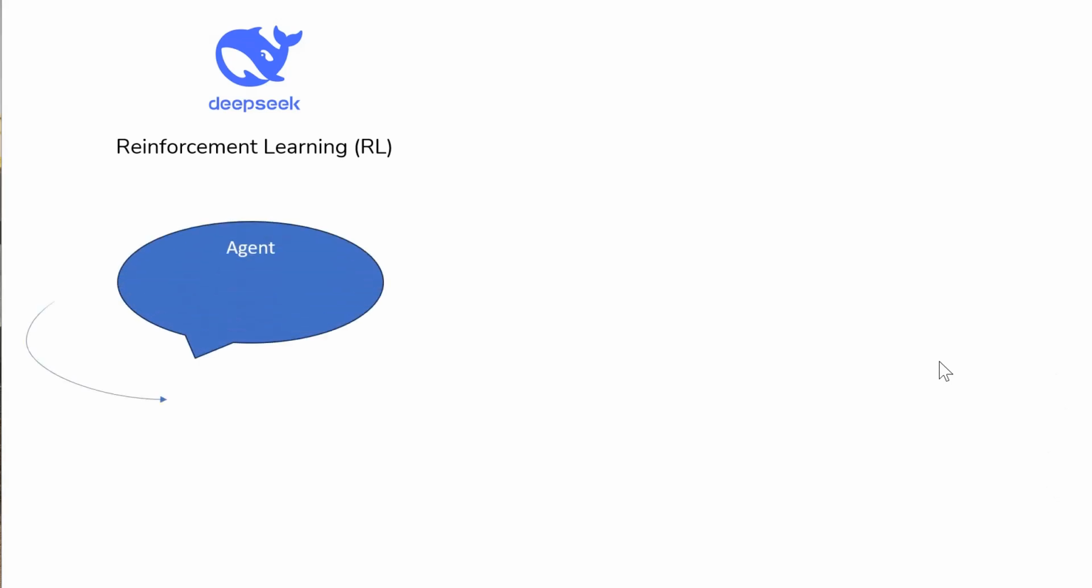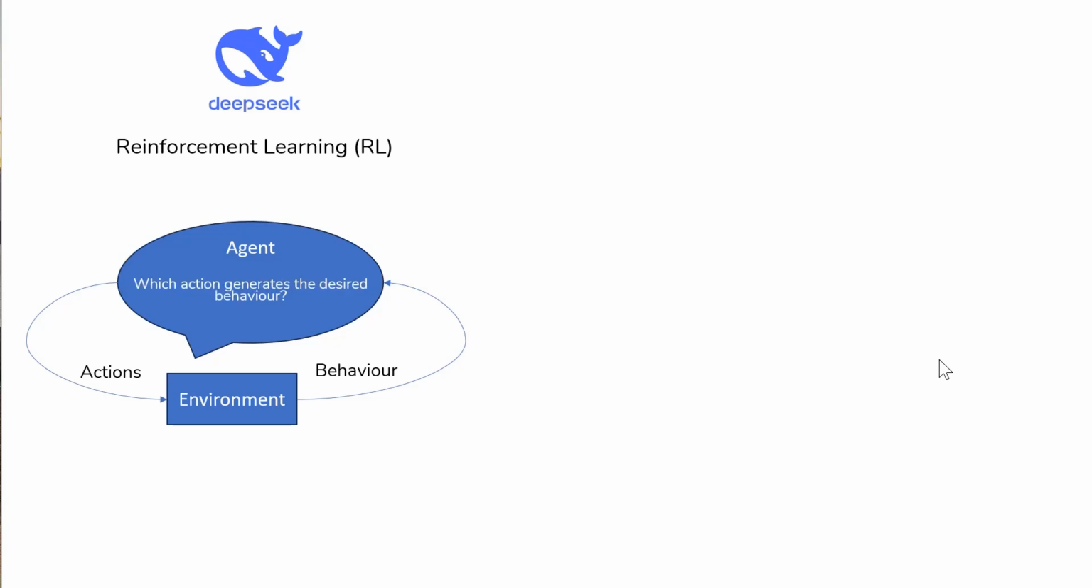The second major difference of DeepSeek is using the reinforcement learning technique, or RL. It's a type of machine learning technique where a computer agent learns to perform a task through repeated trial and error interactions within a dynamic environment. In simple terms, the agent takes an action in an environment, observes the behavior, and by repeating this process, works out which action generates the desired behavior.